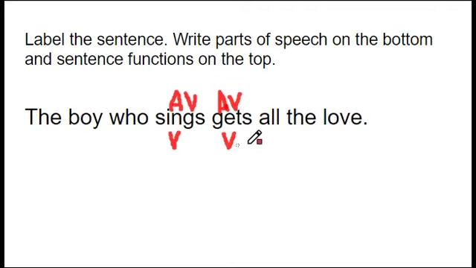If I say, who gets all the love? Well, the boy gets all the love. That's the subject for gets. The boy gets. That makes a little sentence, right? Okay, then I've got who sings. Well, who or what is doing singing? The boy is doing the singing. So this feels like it's kind of the subject for this. But you can't say the boy sings gets all the love. It just doesn't quite work.